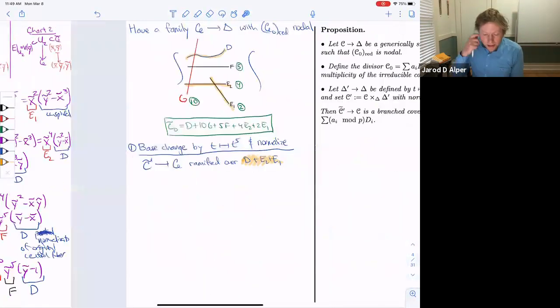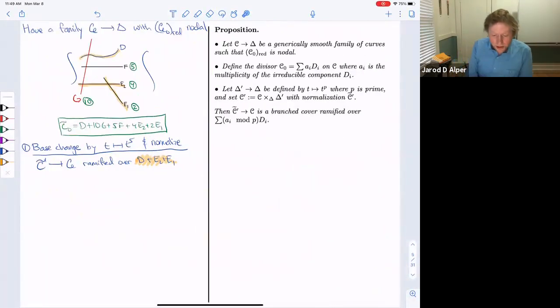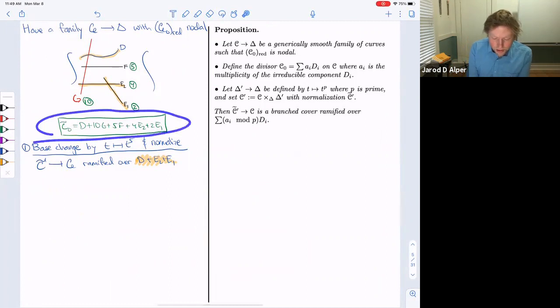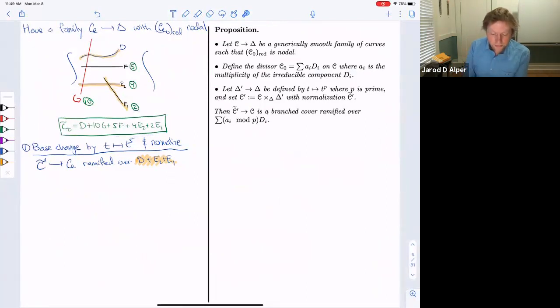Right, so the upshot is now we're in a situation where, okay, I spelled out, here's where we are. We have this family, and we have multiplicity. So I write the central fiber C tilde 0, with multiplicity as D plus 10G plus 5F plus 4E2 plus 2E1.